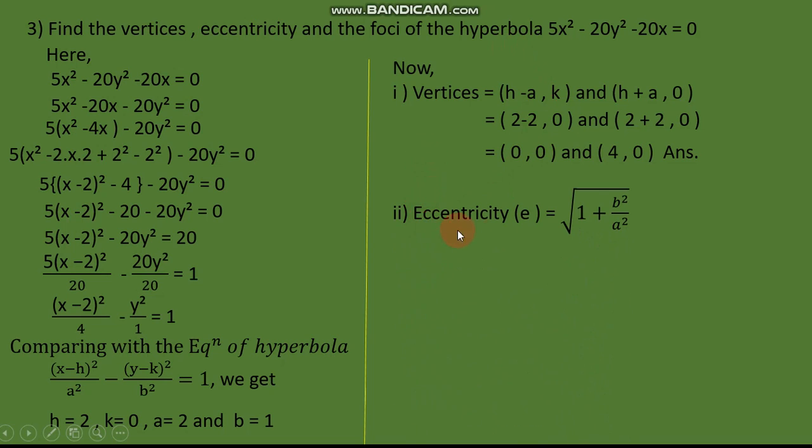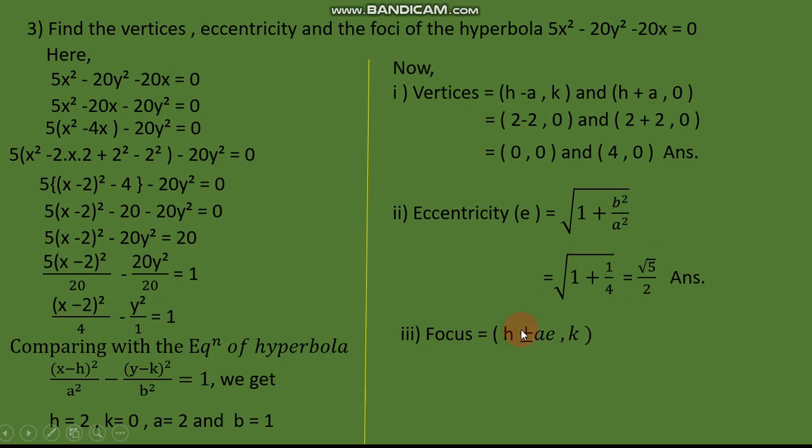Next, the eccentricity e = √(1 + b²/a²). This is the main formula, and the question is of this form. If it is −1 on the other side, then we have to write a²/b² instead. Remember this point. Now putting the values of a² and b², we get e = √5/2. This is the eccentricity.